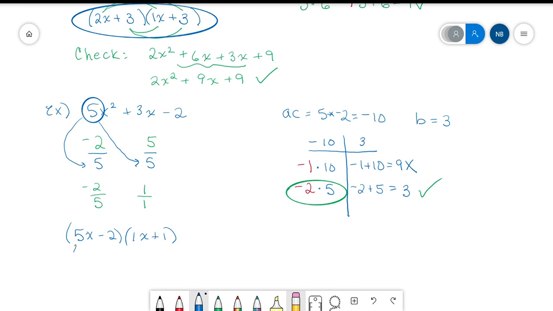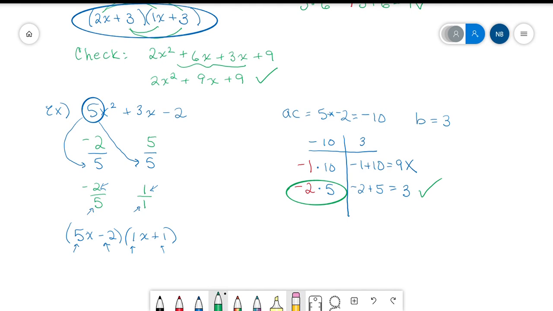Notice the 5 came from the denominator. The -2 came from the numerator. The 1 came from the denominator, and the +1 came from the numerator.